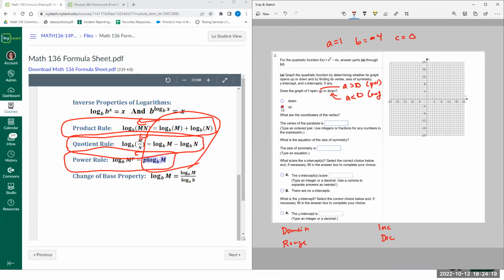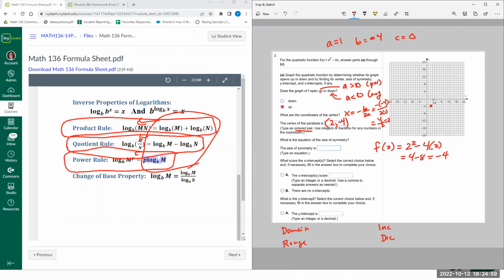Then what are the coordinates of the vertex? The x coordinate is going to be -b over 2a. In this case, that is -4 over 2 times 1, so 4 over 2, which is 2. It says type an ordered pair. The first coordinate is 2, and then plugging into the function, f of 2 is 2 squared minus 4 times 2, which is 4 minus 8, which is -4. So 2, -4, and I can plot and see where this would be on the graph.